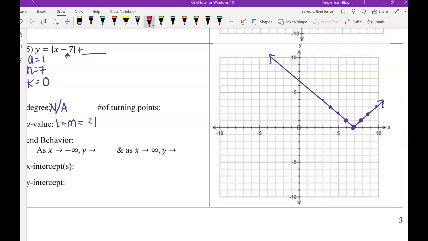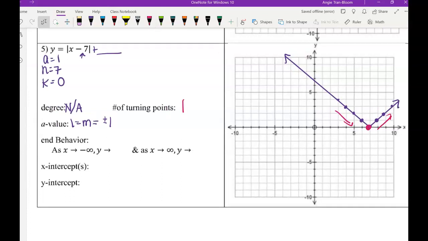Now the reason I said we still have one turning point is because this is a decreasing and then this is an increasing. So this vertex is the turning point. So we have one turning point. And behavior, because, as you can see, it opens upward. So it's kind of like a parabola. So as x approaches negative infinity, which is towards the left, y goes up. And then when x approaches the right side, y also goes up. So both are going to go towards positive infinity.